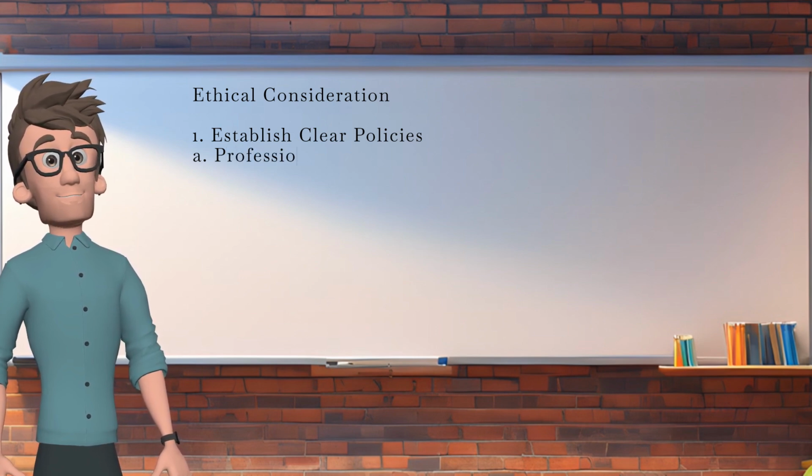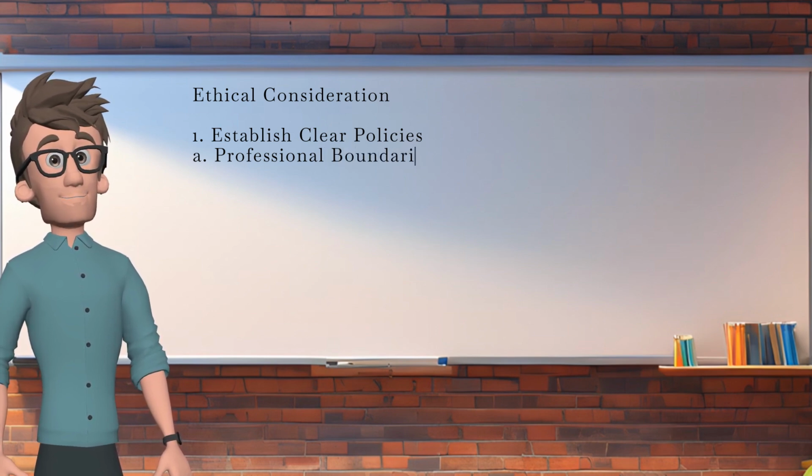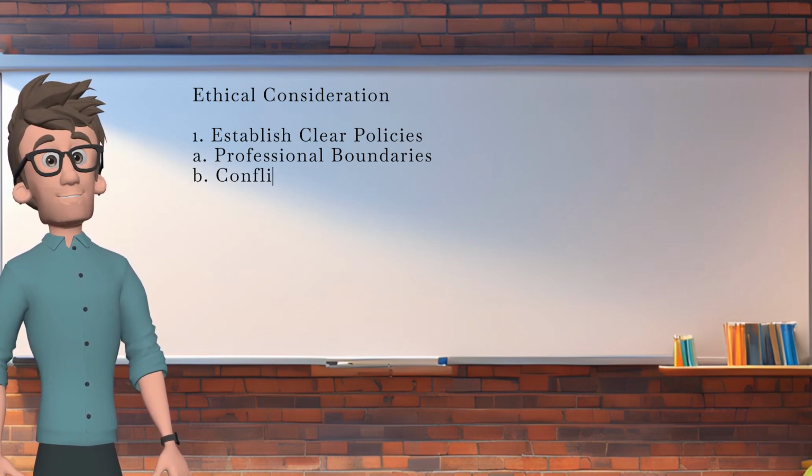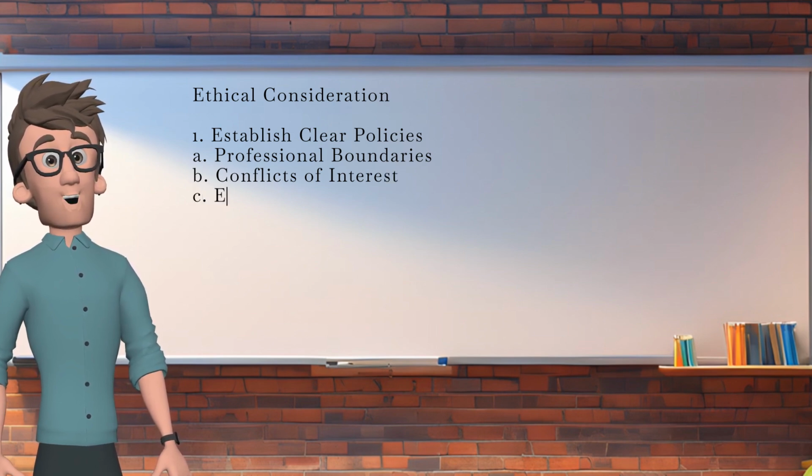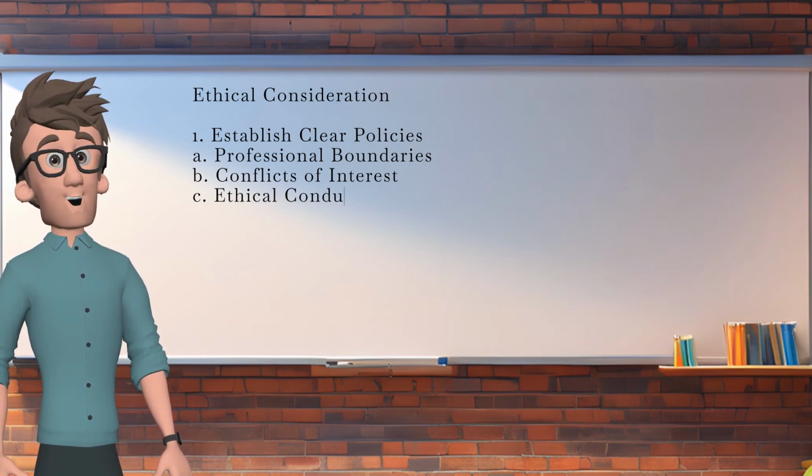Conflicts of interest. Definition. Clear guidelines should outline what constitutes a conflict of interest and how to manage such situations. Example. Policies might require disclosure of financial relationships with pharmaceutical companies and prohibit acceptance of significant gifts. Ethical conduct. Definition. General ethical guidelines should cover principles of honesty, integrity, confidentiality, and respect for patients and colleagues. Example. A code of ethics might emphasize the importance of informed consent and patient autonomy.